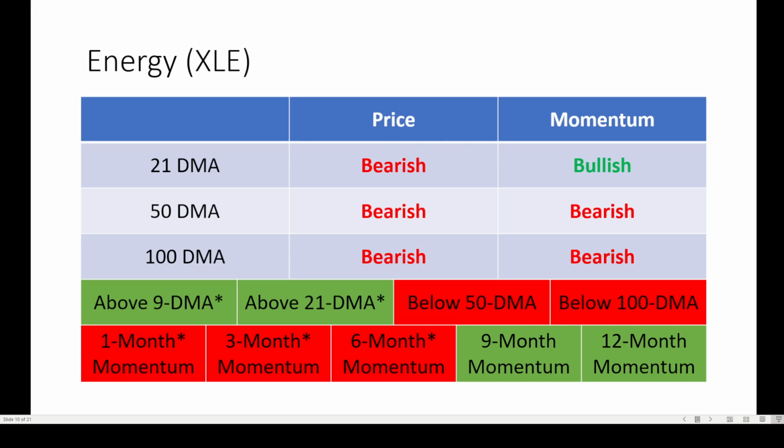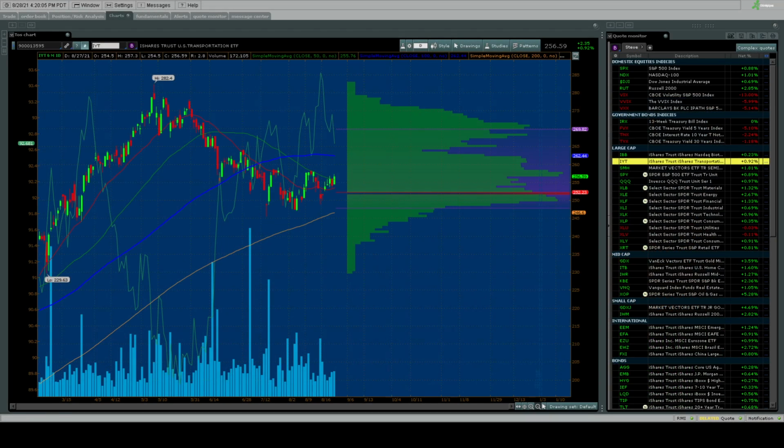Let's go on to the energy sector. Unchanged, price remains bearish. Momentum is just slightly bullish on the 21-day moving average. Now we see it above the 9 and 21-day moving averages. That's a good start. You really want to see it get over the 50, but check this out: the 1, 3, and 6 month momentum are all negative and falling, not too good.